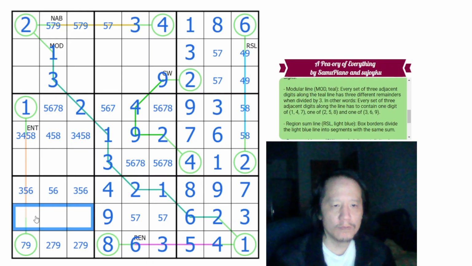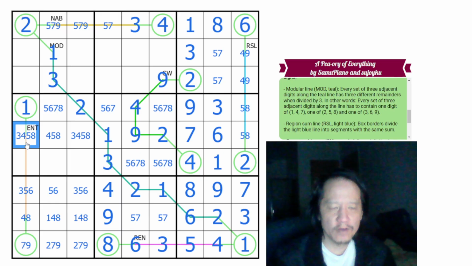This has to be 1, 4, and 8. So 1 can't be there, obviously. So this is 4, 8. If this was 4, this has to be the same entropy, which means it could be 5. If this was 8, this would also have to be the same entropy, but that's not allowed because it can't be 8.